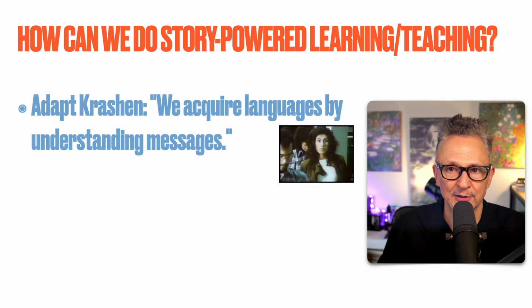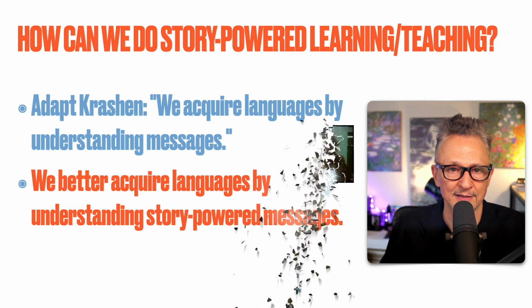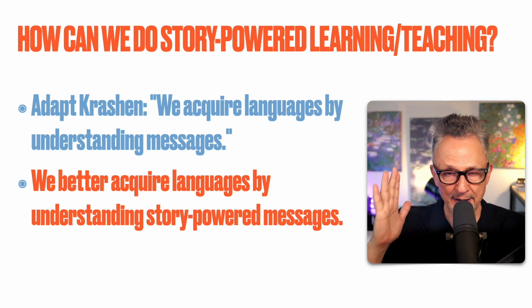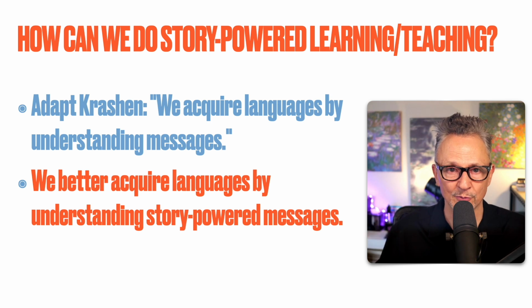So when we adapt Krashen's famous theory, this is the most basic theory in, I think, second language acquisition, second language teaching. When we adapt it to story-powered learning, we can put it like this. We better acquire languages by understanding story-powered messages. And I think Krashen refers to this in another theory that he calls the compelling input hypothesis. I'm sorry, I don't have a reference for that one, but you can search for it online. But all we need to do is adapt Krashen's theory. We more effectively acquire languages by understanding story-powered messages.